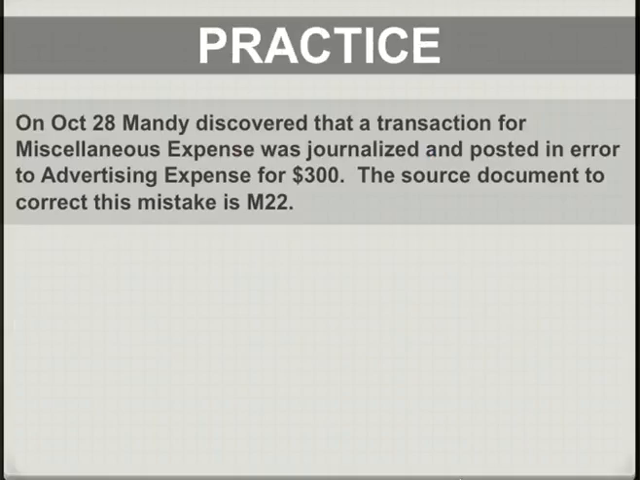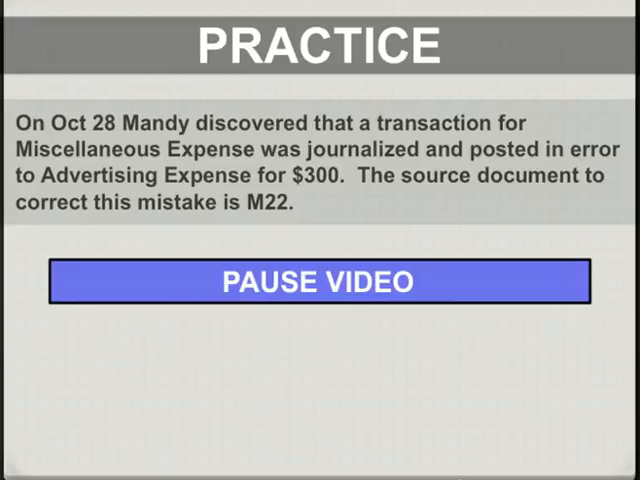On October 28, Mandy discovered that a transaction for miscellaneous expense was journalized and posted in error to advertising expense for $300. The source document to correct this mistake is Memo 22. Pause the video and try to correct the following mistake on your own. First, enter the mistake and its correction in the T accounts provided. Then write a correcting journal entry. After you are done, resume the video and check your work.